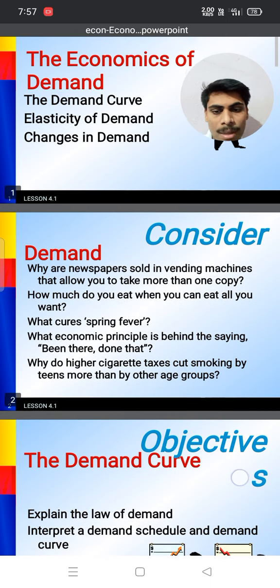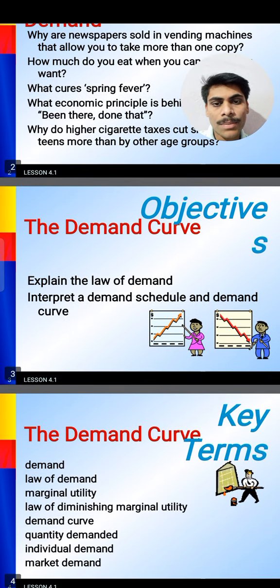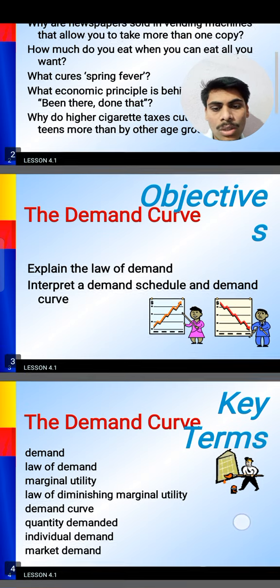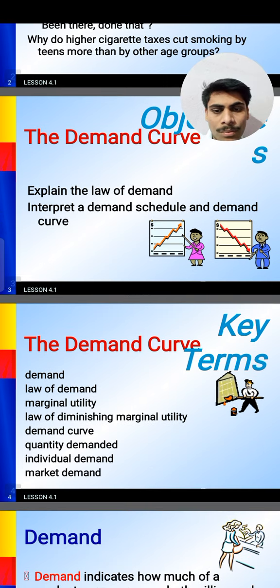First of all, we are discussing what is the demand curve. Explain the law of demand. A demand schedule and a demand curve together are called a demand curve. The topics include the law of demand, marginal utility, the law of diminishing marginal utility, quantity demanded, individual demand and market demand.